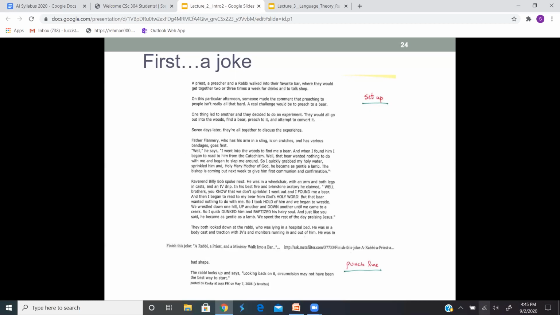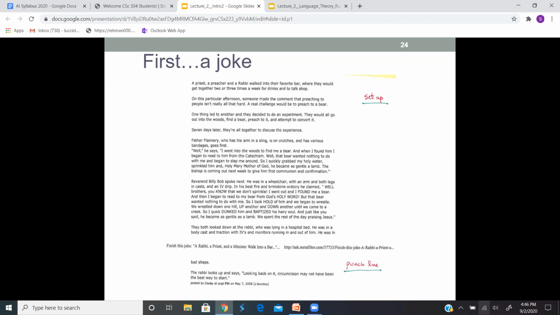That's a book we, the Catholic religion, have, with all the premises that we have in there. Well, that bear wanted nothing to do with me, and he began to slap me around. So I quickly grabbed my holy water. Catholic priests always have holy water, that if they put some on your chin, you're not going to have any problems. It's going to make you happy, whatever. God is going to be good to you.